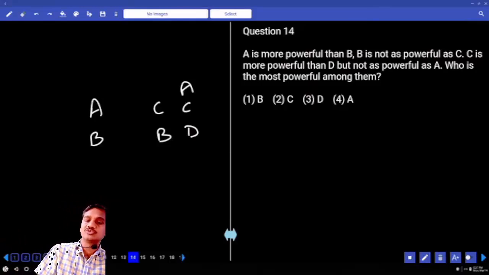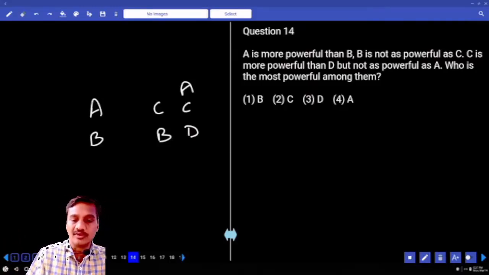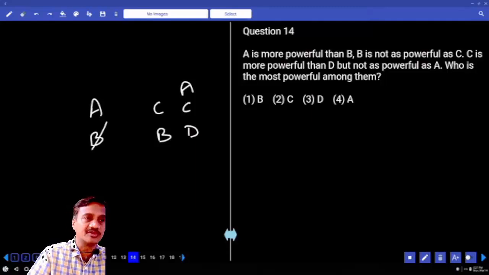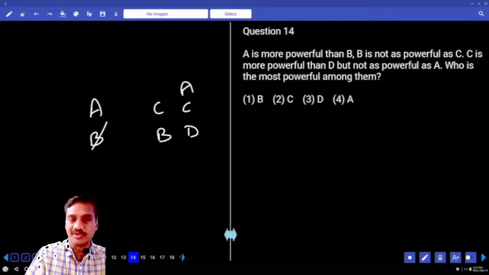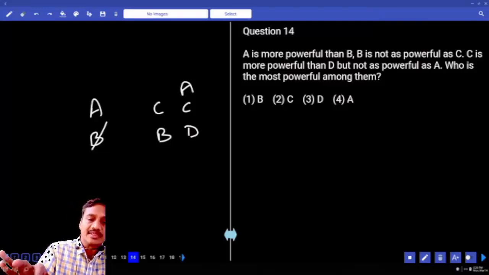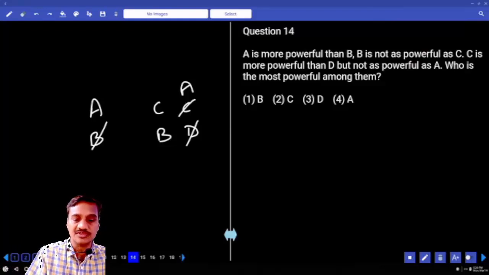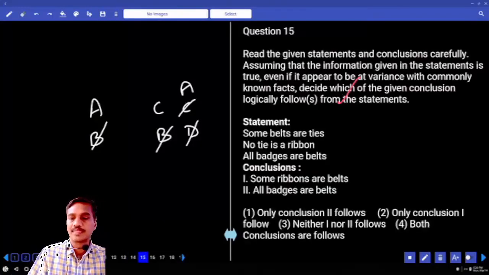Then who is the most powerful among them? Now among these 4 persons, B cannot be the most powerful, because A is ahead of this one. And at the same time, C cannot be the most powerful, D cannot be the most powerful, isn't it? Hence B, C, D cannot be the most powerful. Now who is most powerful here? A. A, that is the choice for question number 14.